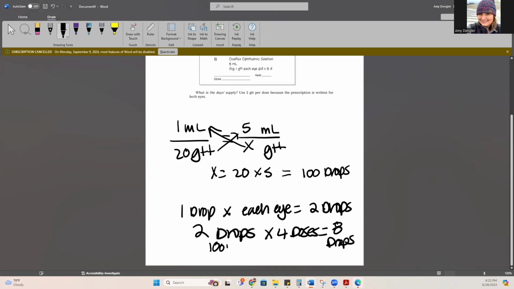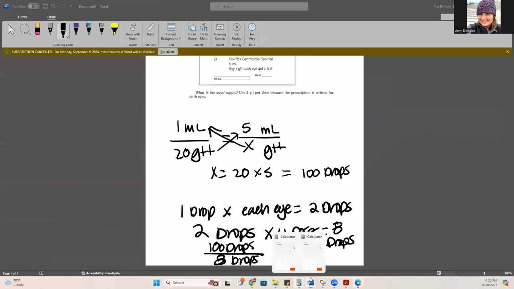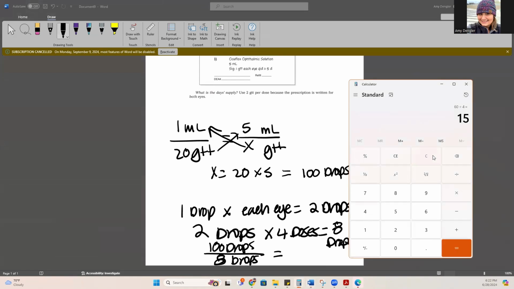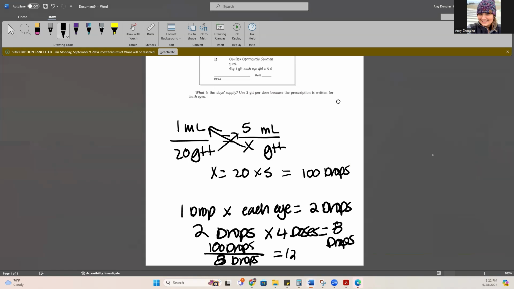So then we would just do 100 drops that are in the bottle divided by the 8 drops a day we need. So we'll just take out our calculator and do 100 divided by 8, which gives us 12.5 days. So even though the prescription says to only take it for 5 days, this is the calculated day supply that we would use for the prescription, because that is how long the bottle would last.